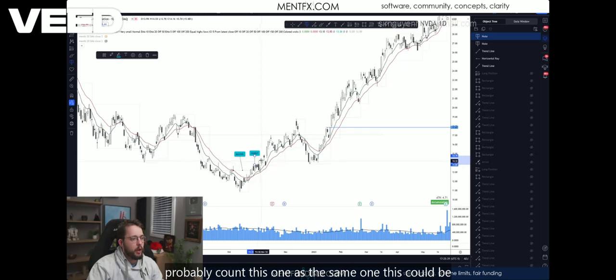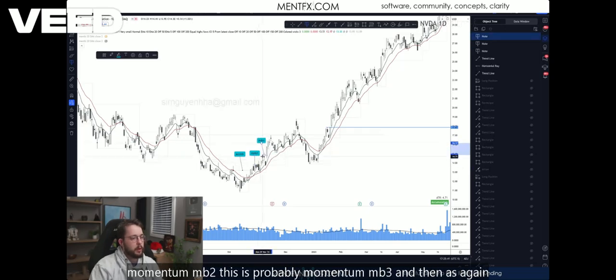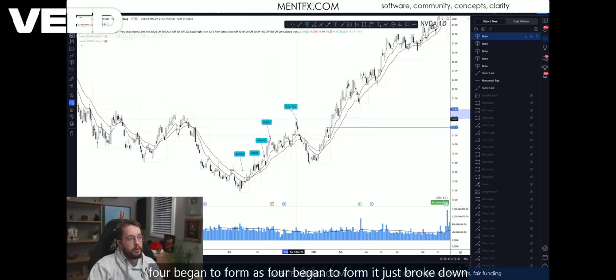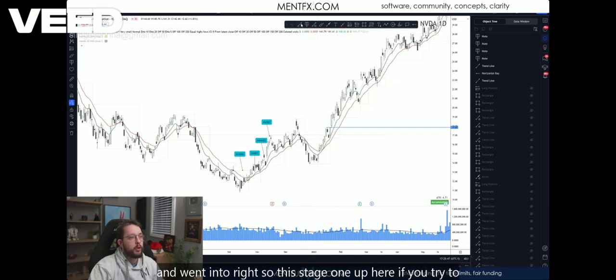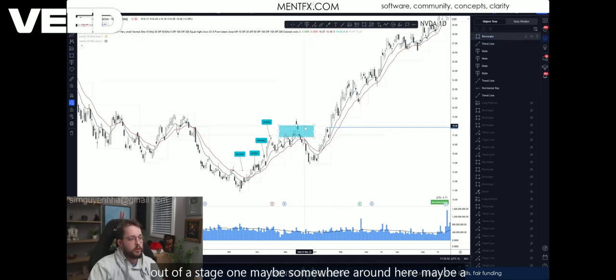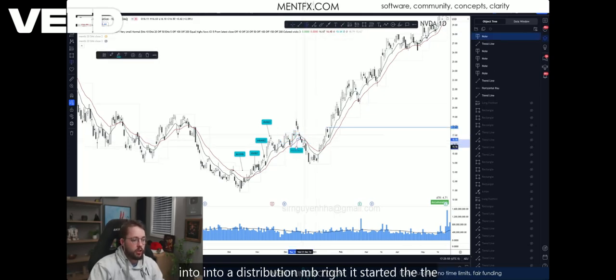I probably count this one as the same one. This could be momentum MB2. This is probably momentum MB3. And then as 4 began to form, it just broke down. So this stage 1 up here, if you try to draw the best version of a stage 1, clearly broke down somewhere around here, maybe a little bit lower, maybe somewhere here. It's just preference. Went into a distribution MB, right?